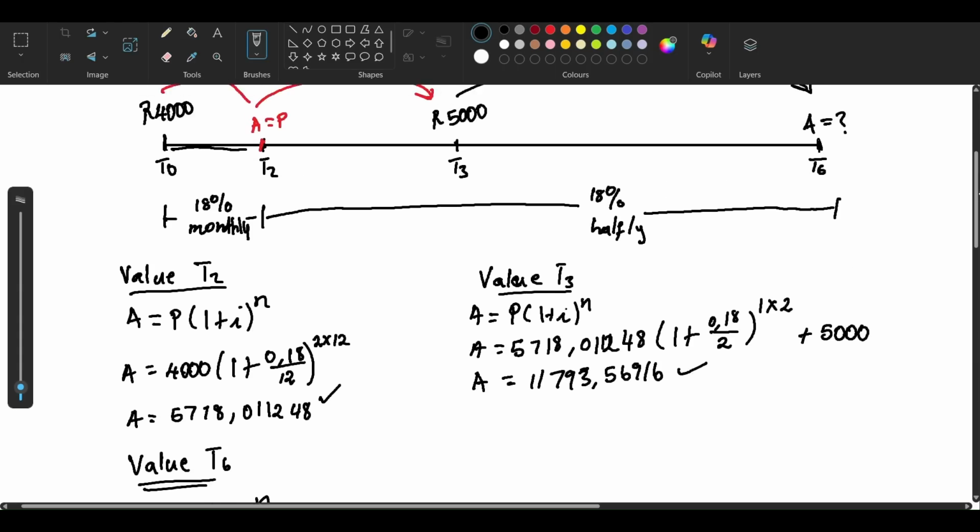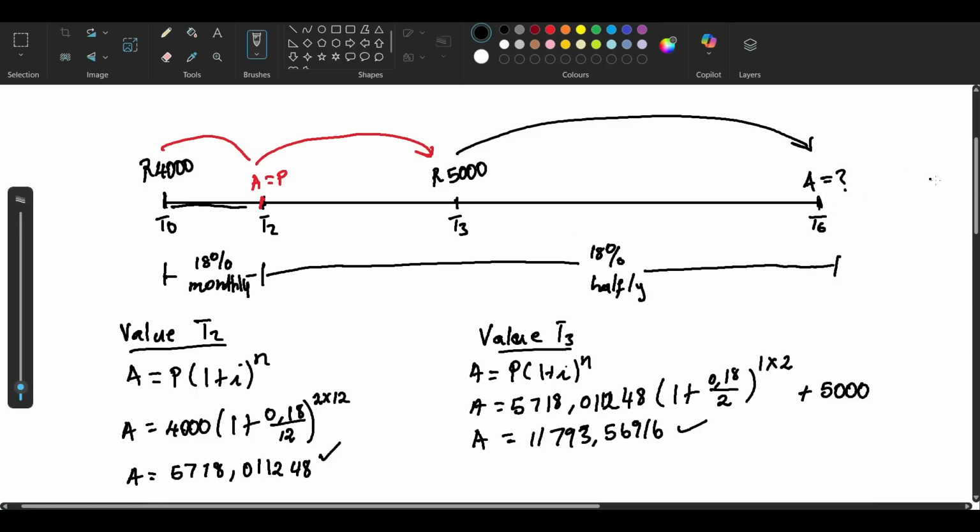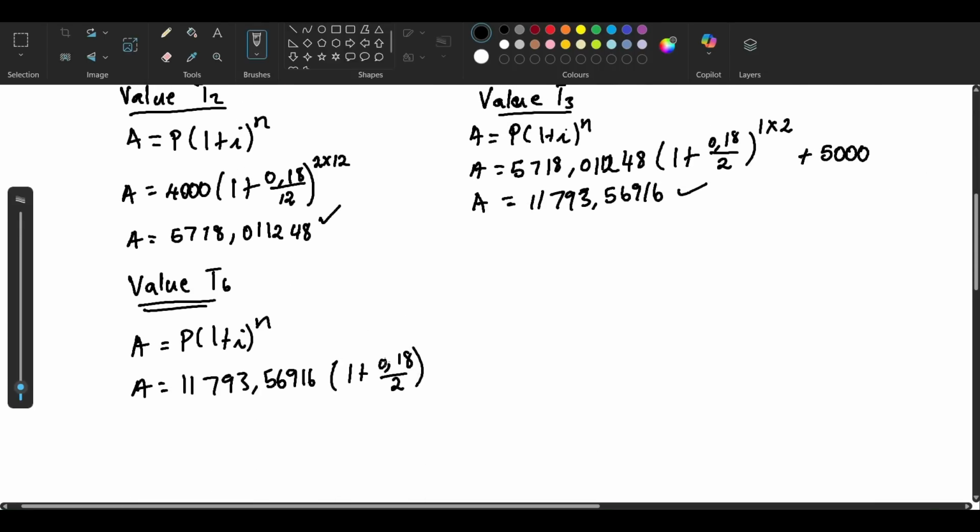So you are going to say 6 minus 3. You are going to be getting 3. That is the period that is left, right? You are going to multiply it by 2, which is our compounding period. And then when you plug this on your calculators, you should be getting 19,779 rands and 00 cents, right?